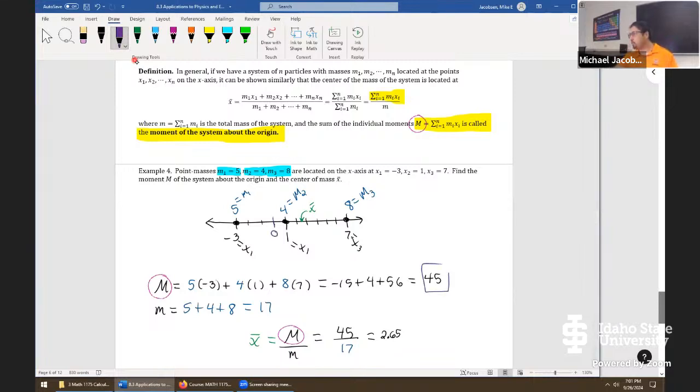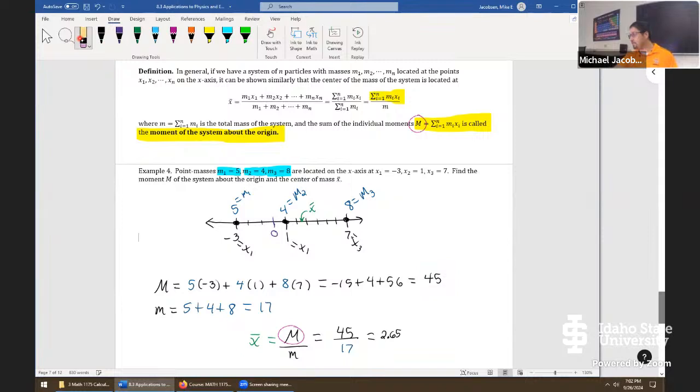The fact that we got a positive quantity here means that if the fulcrum is right on the origin, this thing is going to tip going that way. If we got a negative value instead, it would have tipped going that way. So that's what we mean when we say the moment of the system about the origin: the tendency for the system to become unstable and move over. But once we calculate the actual value x bar, it means we put the fulcrum right here at that location, and the whole system will balance.